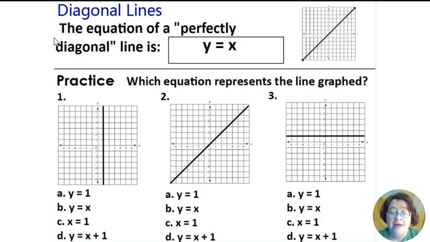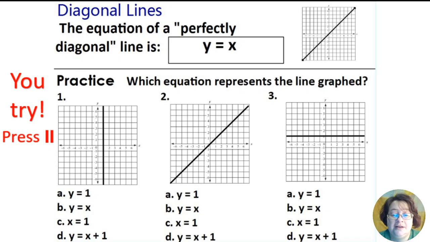So, let's try some practice. I want you to try these. Pause the video right here and try these 3 on your own. When you're finished, hit play again and we'll review our answers.